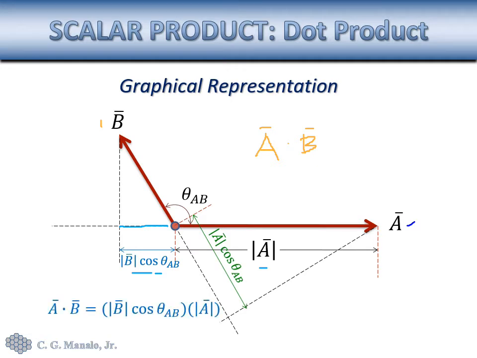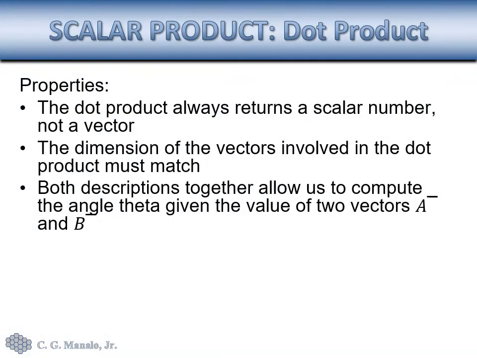Or we can interpret it as getting the projection of vector A along the direction of vector B, which is this one, and then multiplying this projection with the length of vector B. And you will get that result. Notice that these two results are just the same and equal. So always remember that a dot product always returns a scalar quantity. The dimensions of vectors involved in a dot product must match.